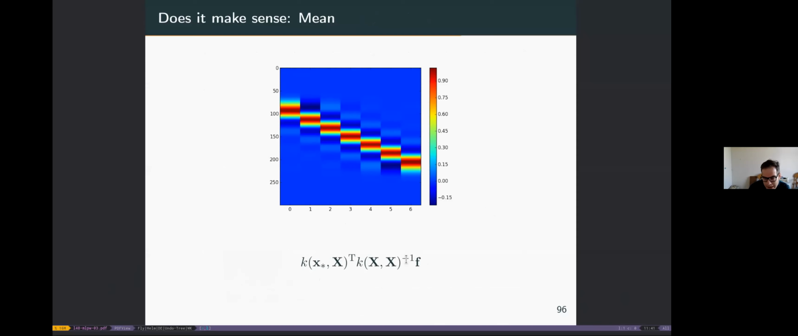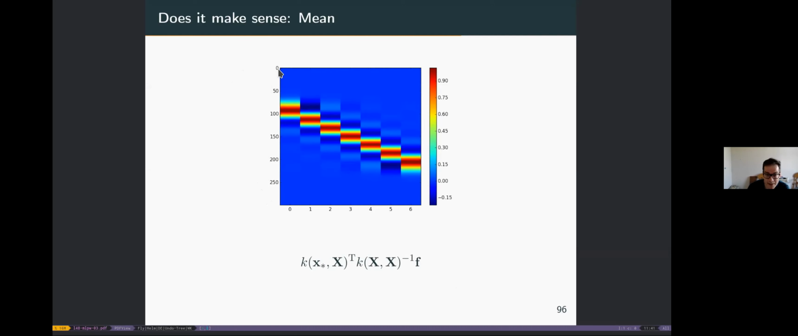If we look at what this matrix looks like, it looks like this. You can see it's 300 times 7. So effectively, the first row of this is the 7 coefficients that you multiply with the points that you've seen to get the new point.